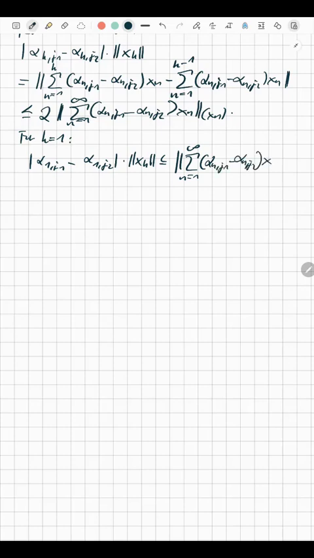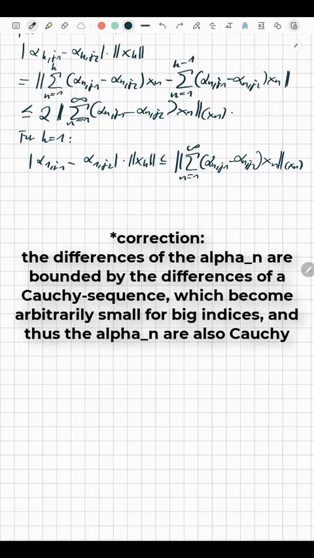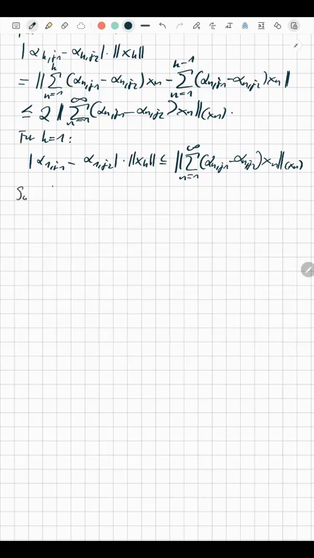Again, we just pull in the absolute value into the norm. And since in the definition of the xn norm we take a supremum, this follows trivially. Now, since the alpha n j's for all n are bounded from above by Cauchy sequences, they are again Cauchy sequences.